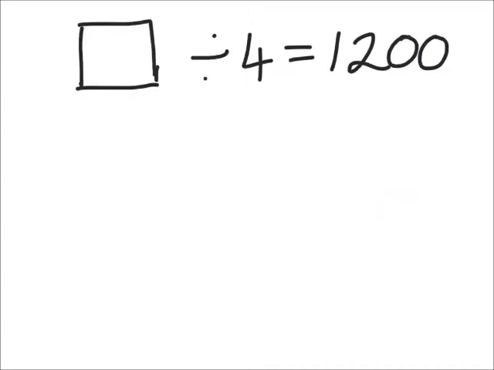Okay, we've got a new calculation on the screen. Something divided by 4 equals 1,200. Now you can see the missing number at the start. What we're going to do this time is work back to front. In other words, we're going to start over here and go this way.